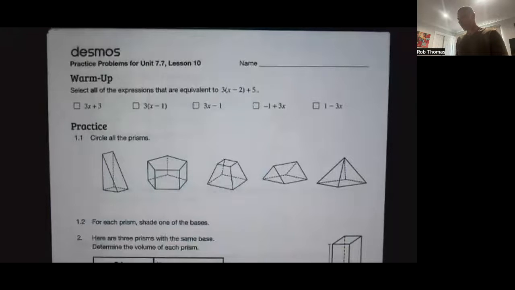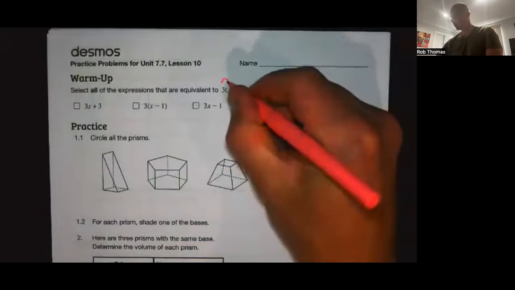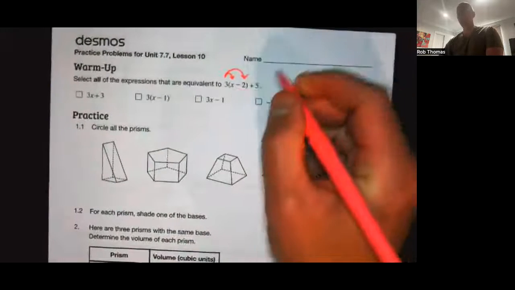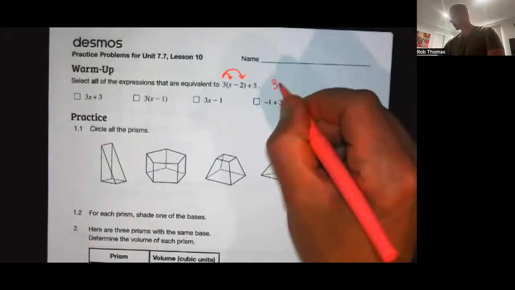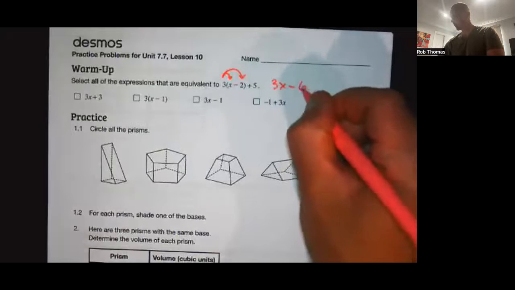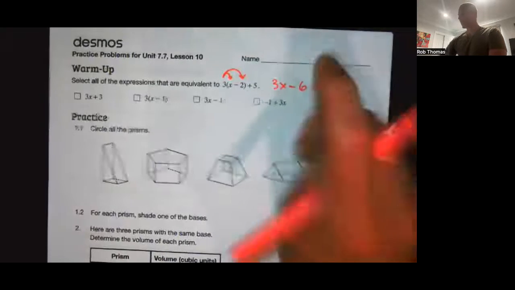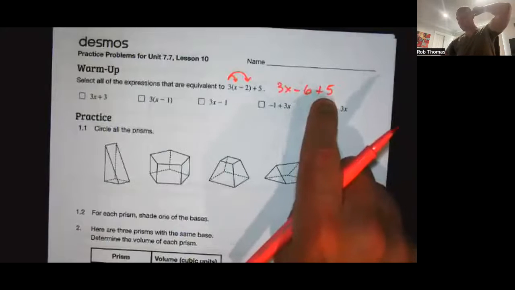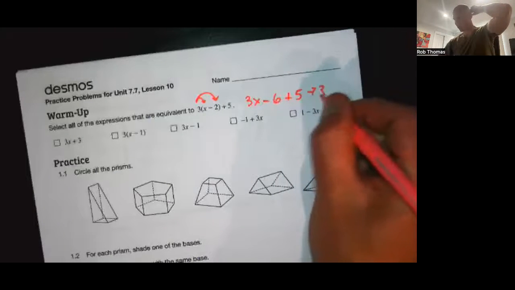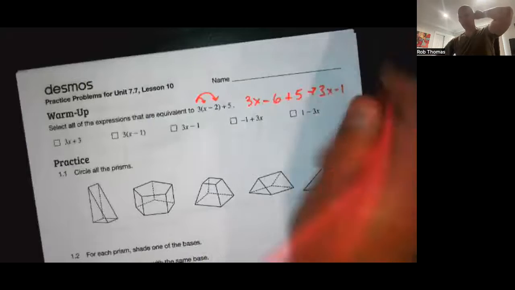So let's get started. We got: select all of the expressions that are equivalent to 3 times the quantity x minus 2 plus 5. We could simplify this expression, then we could see what it is a little bit easier, right? So if you distribute this 3, you get 3x minus 6, but then you got plus 5. Negative 6 plus 5 is negative 1. So the whole thing is equal to 3x minus 1 or 3x plus negative 1.